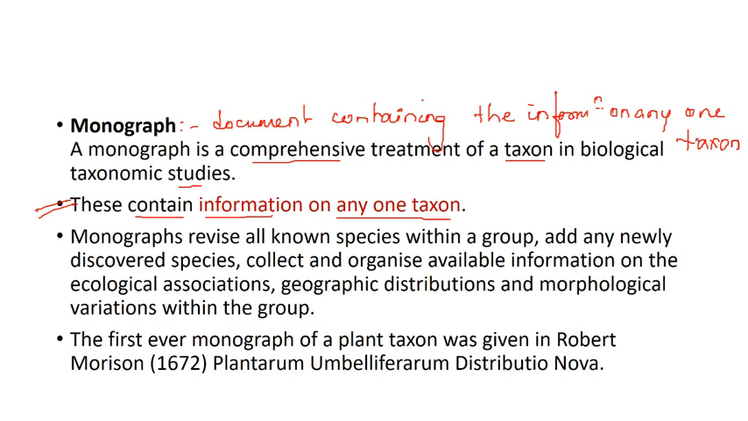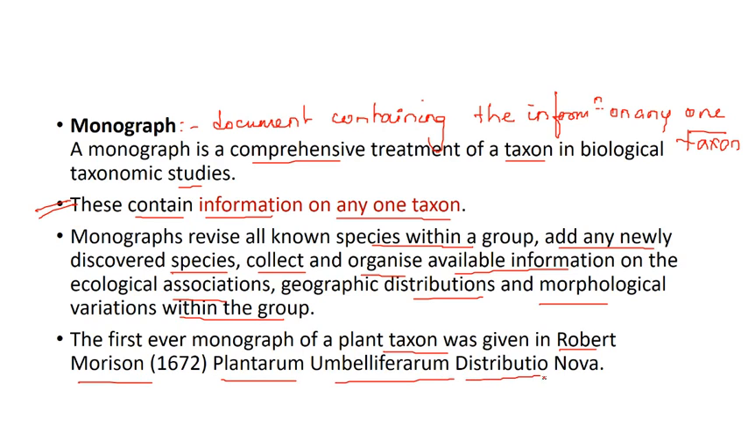They revise all known species within a group, add any newly discovered species, and collect and organize available information on the ecological associations, geographic distributions and morphological variations within the group. The first ever monograph of a plant taxon was given in Robert Morison's Plantarum umbelliferarum distributio nova. This is the name of the book.